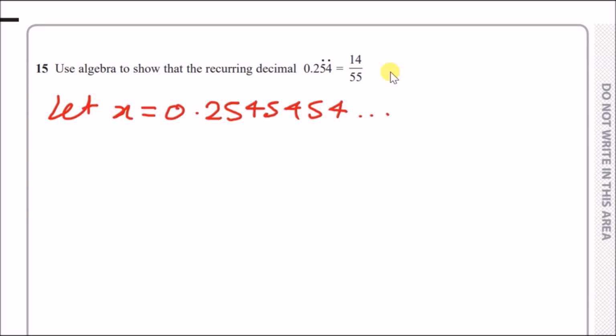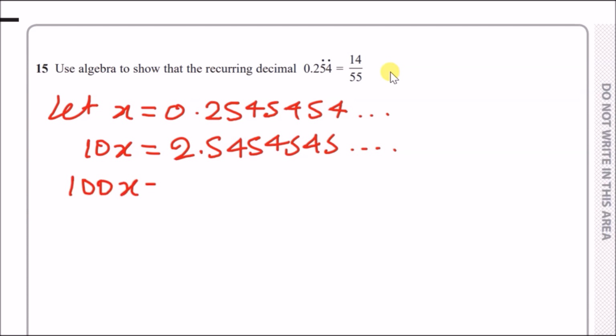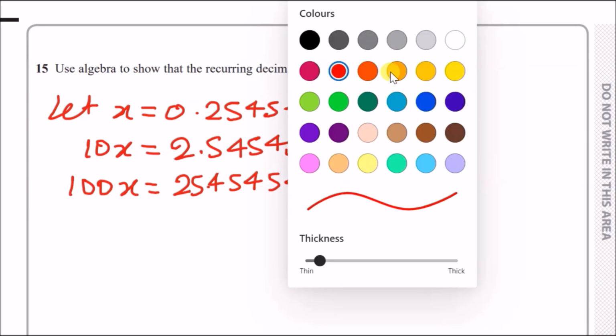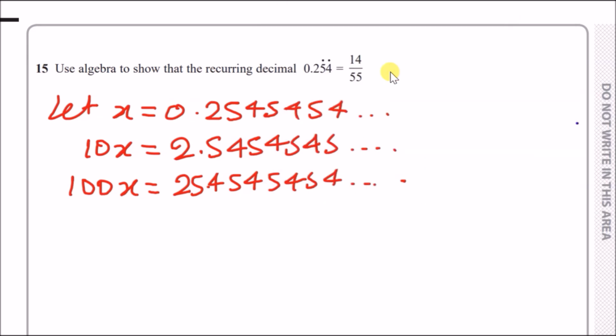So let's multiply by 10, so 10x. If you do 10x, you get 2.5 and then 4, 5, 4, 5, 4, 5, dot, dot, dot. So far, the numbers don't line up. So if I multiply again by another 10, so 100x, we're going to have 25.454545 dot, dot, dot. So let's see. Do any numbers line up? Yes, they do actually. Hold on, let me change the pen color. We can see that the decimals in x and this one line up after 1 decimal place.